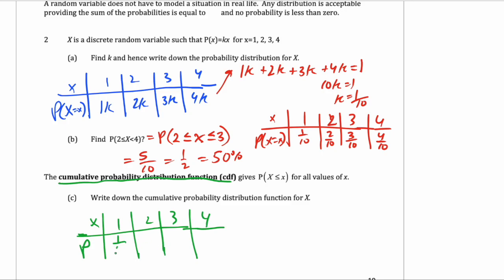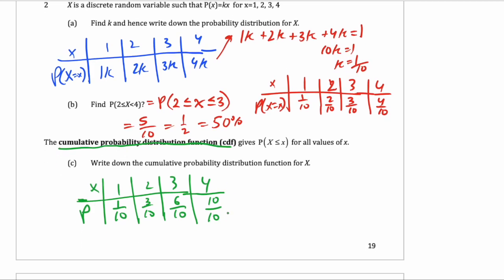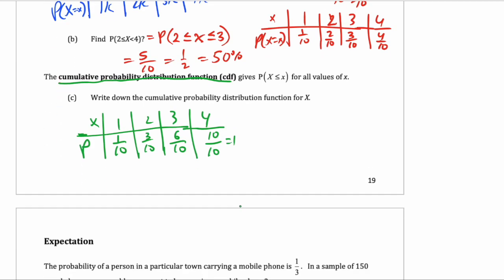Okay, so this is 1/10, and the probability x is less than or equal to 2. We add these two together, and we get 3/10. And then up to 3, we get 6/10. And then the probability of less than or equal to 4 is obviously 10/10. So they don't add up to 1 in this case. It's just that the last one has to always be 1.